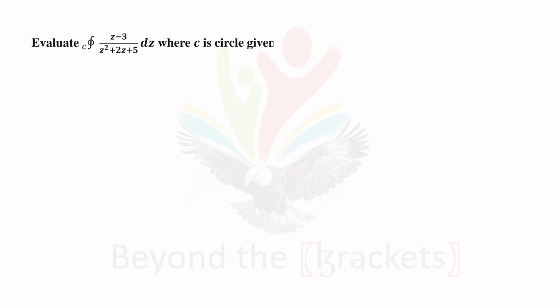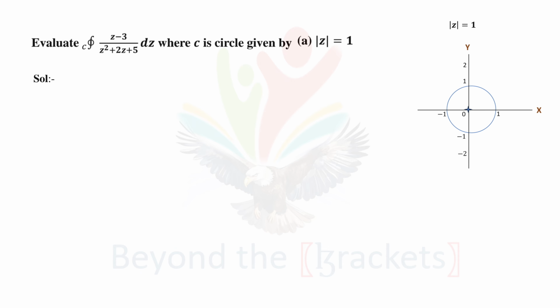Let's look into the next question. Here C is given by the circle modulus of z is equal to 1. Comparing this with the standard form, we have a circle which is centered at the origin and radius 1. Also, f of z given in the question can be written as z minus 3 divided by z square plus 2z plus 5. The denominator can be written as product of z minus of (minus 1 plus 2i) and z minus of (minus 1 minus 2i).